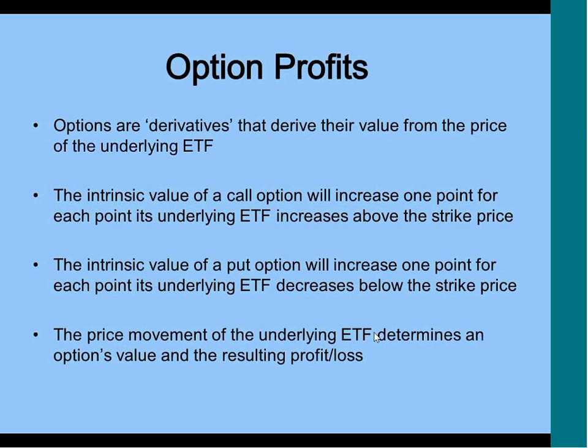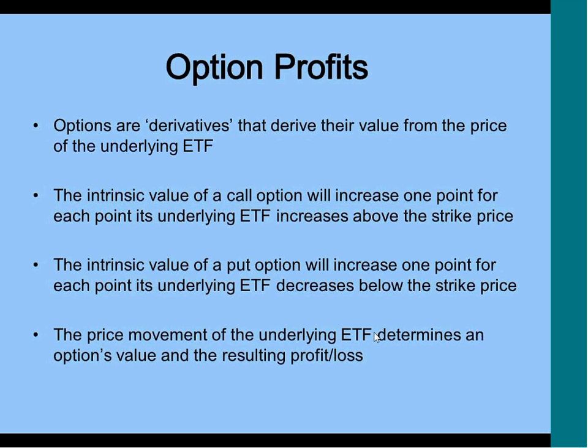By using the major trend system, we can identify markets that are bullish and buy call options, and we can also identify markets that are bearish and buy put options. So the way to profit in options is to look at the price movement of the underlying ETF. That's what determines your profit or loss in an option position. So that's the most important criteria when you're trading options.